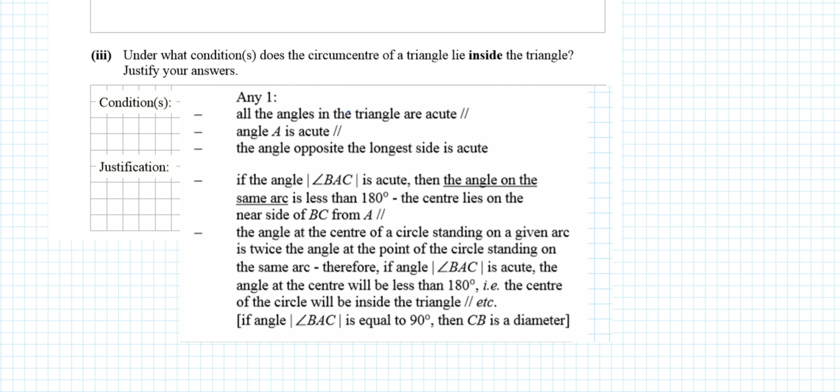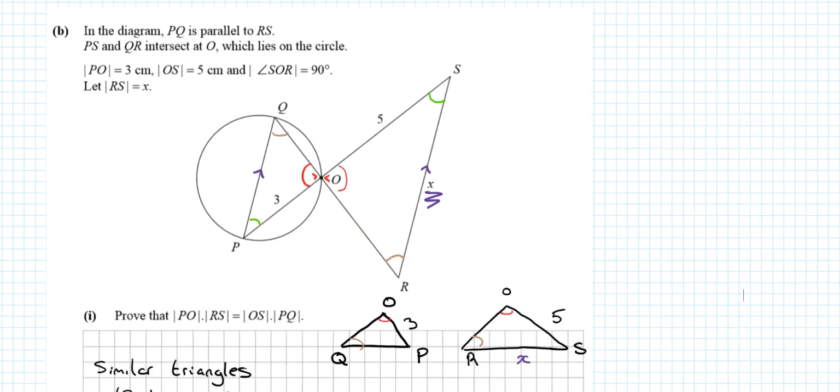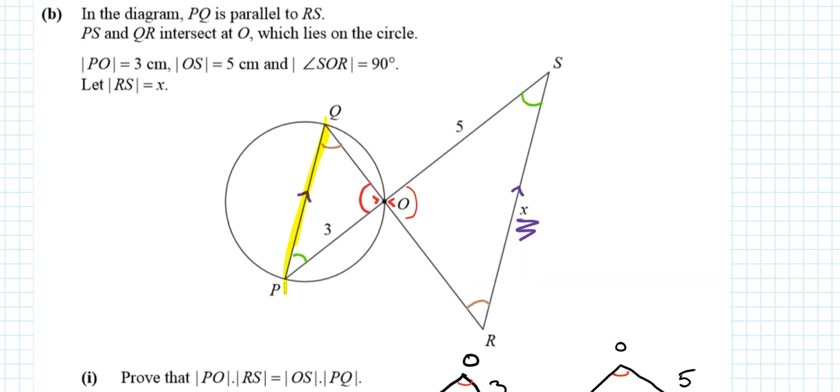But part B is definitely worth looking at, and I'll talk through that now. Okay, so in the diagram, PQ is parallel to RS, so draw that in straight away. I know that they're parallel, and I've highlighted that by drawing in the arrows. PS and QR intersect at O, which lies on the circle.